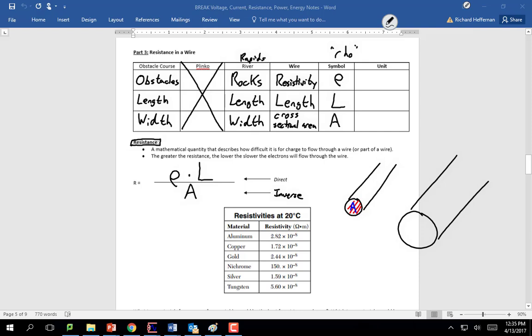In terms of units, the unit for resistivity is the ohm times a meter. If you weren't here, or if you're in third block, you've never seen that symbol for ohm before, but there you go. It's an ohm times meter. The unit for length is the meter. And the unit for area is meters squared, because you're talking about the area of a circle. You don't have to square the A in the equation, it's just that the unit is meters squared. That makes the overall unit for resistance the ohm.